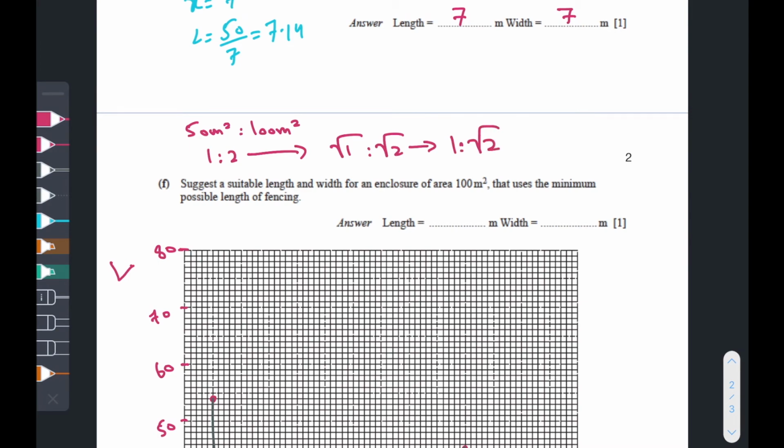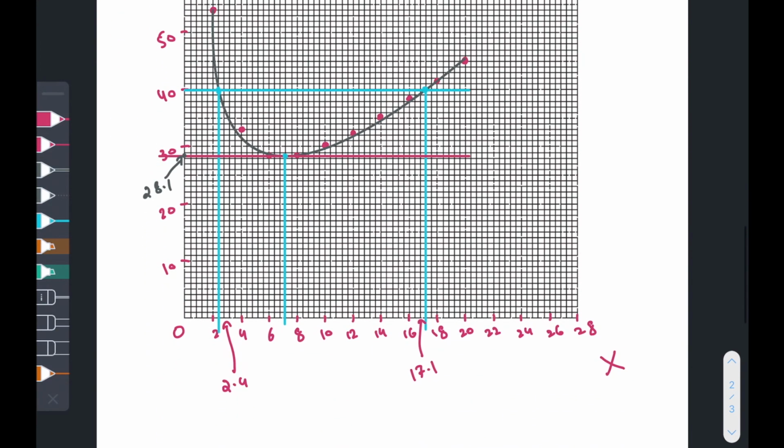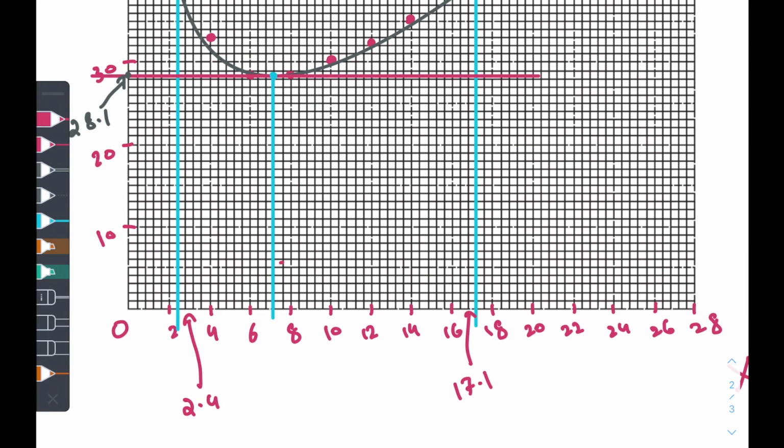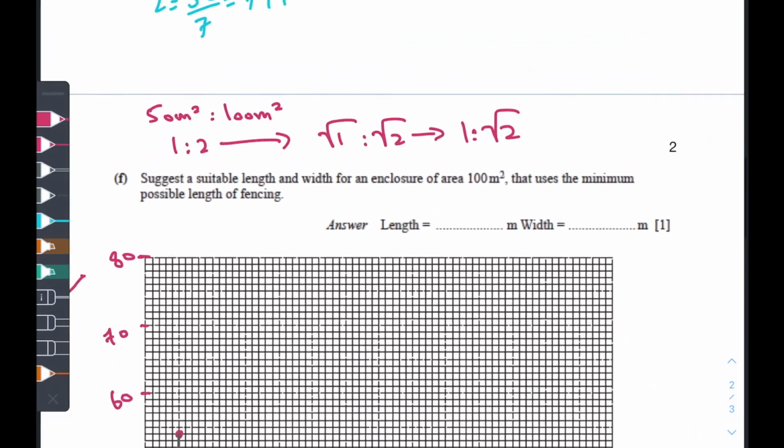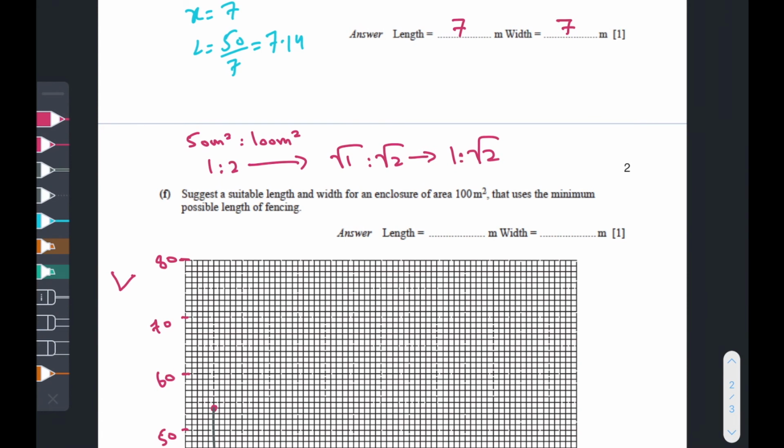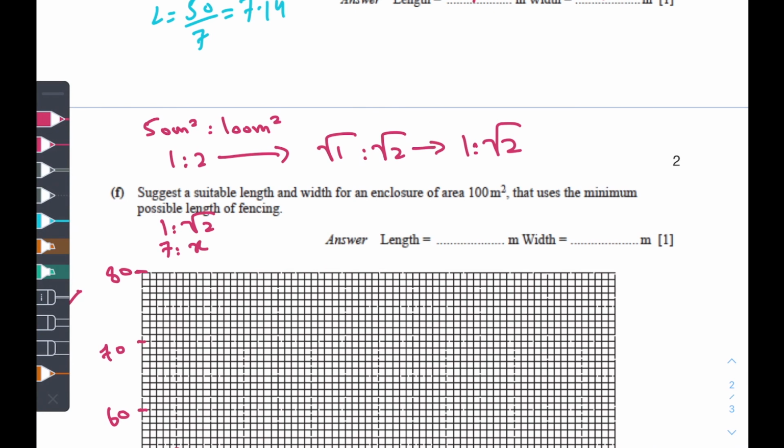Now, the minimum length of the fencing that we have used so far was 7. So let's see, if I use this value over here, if I say that 1 is to under root 2 is 7 is to x in order to find the length on the new area. When we multiply this, x is equal to 7 times under root 2, this gives us 9.99, which eventually comes out to be 10.